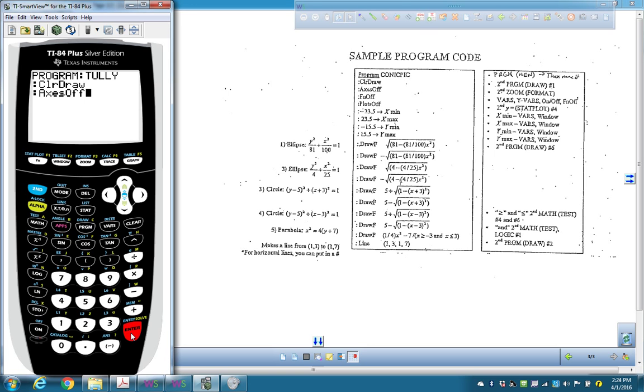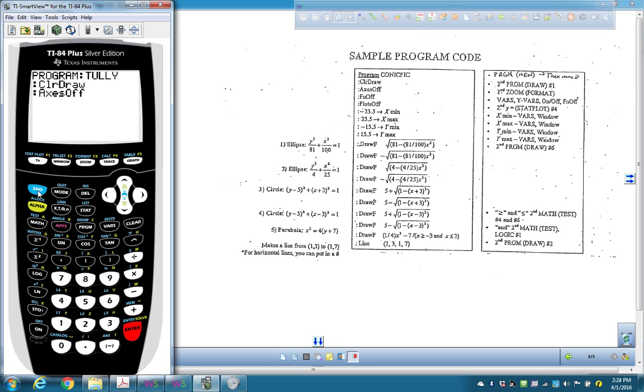Every time you hit enter, it goes to a new line. Axes off, okay? The instructions are right here, and if you can't find these things, you can look them up down here in catalog. Everything is in the catalog. If you couldn't find it, you could go second catalog and search for it, okay?